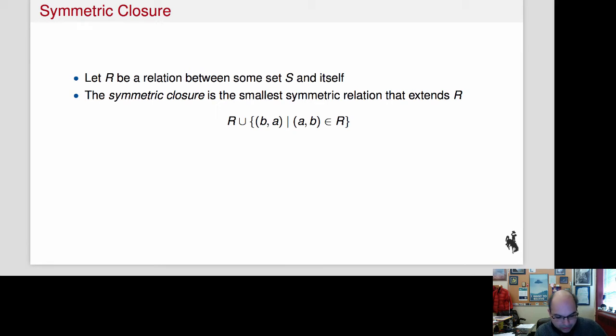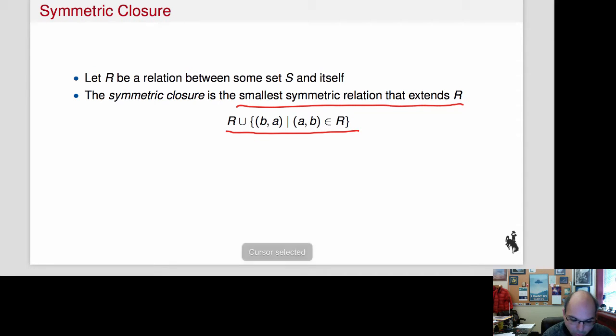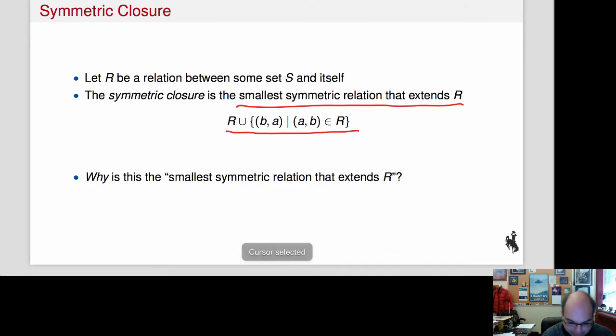What's the symmetric closure? Again, it should be the smallest symmetric relation that extends R. You're going to be hearing that a lot. It's the smallest something relation that extends R, where the something is the something closure of. So we claim that it actually looks like this: R union the set of all (B, A) such that (A, B) belongs to R. Again, here's the real question. Why is that the smallest symmetric relation?